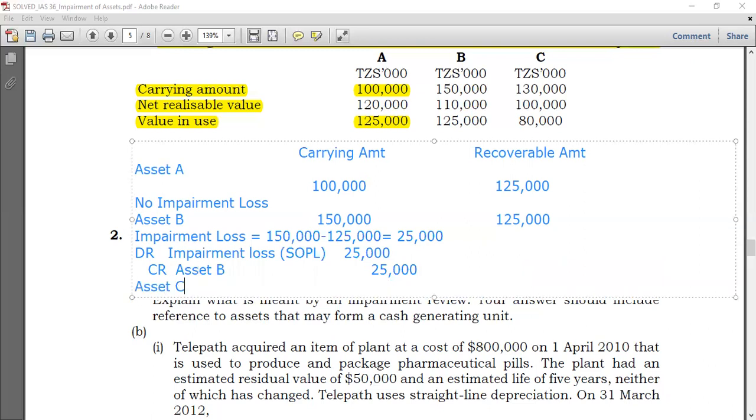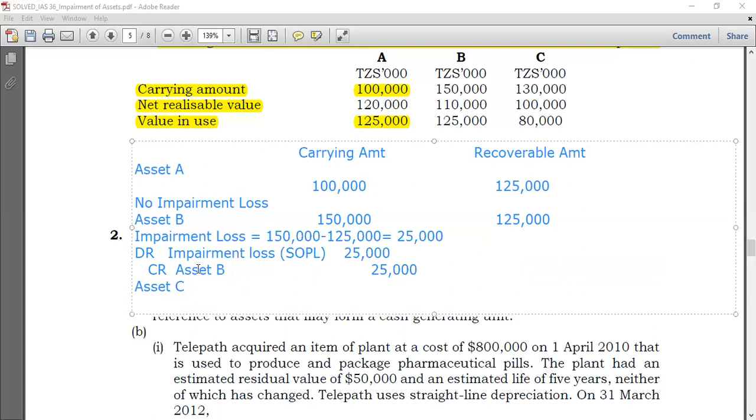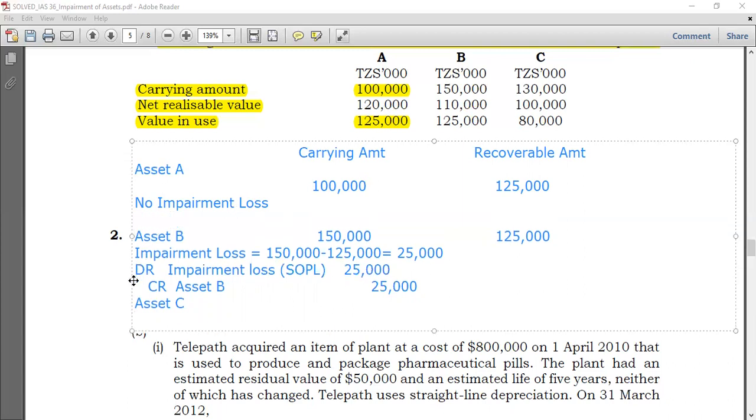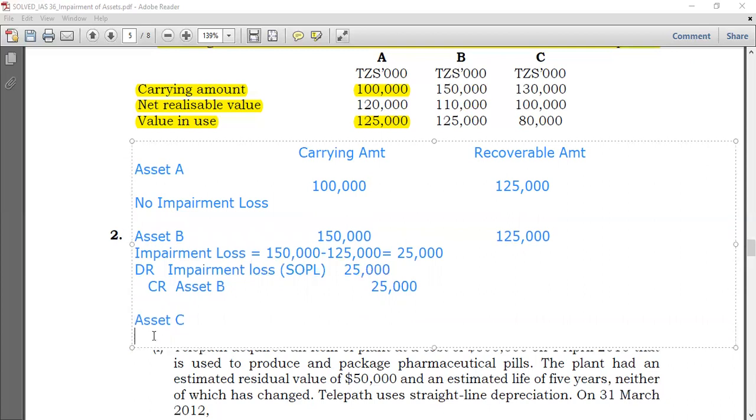Now let's go to asset C. So if you go to asset C, you ask yourself, what is the carrying amount for asset C? Could you please tell me the carrying amount of asset C? Hello? The asset C has a carrying amount of 130,000. So you write 130 here.